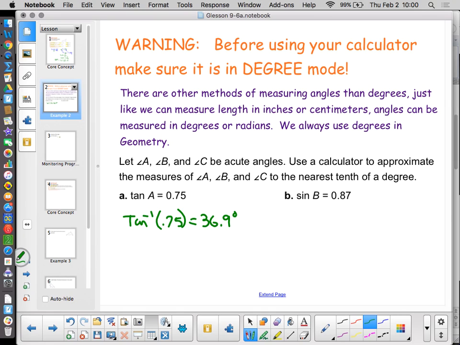Sine of B, sine of some angle equals 0.87. Again, very straightforward. If the angle is what's unknown, we use the inverse function. Sine inverse of 0.87 equals B. So second function sine inverse, 0.87, and the angle is 60.5 degrees, to the nearest tenth.